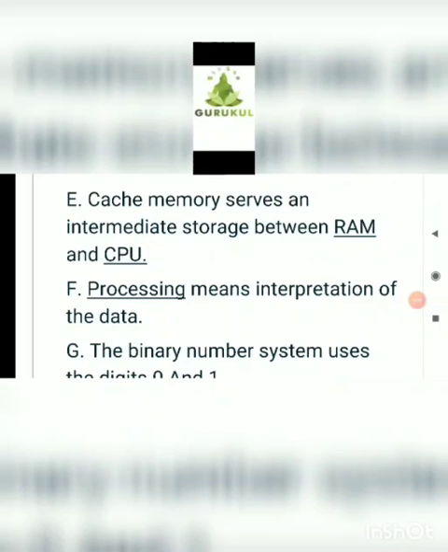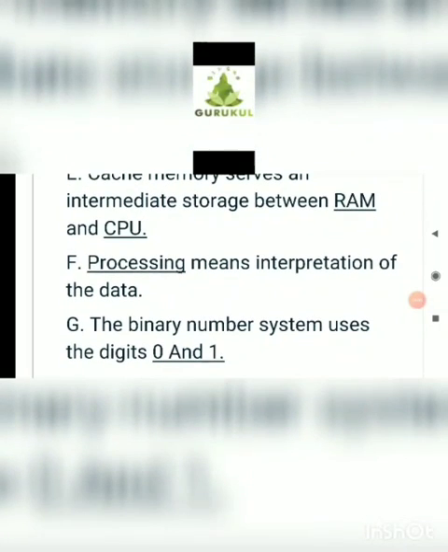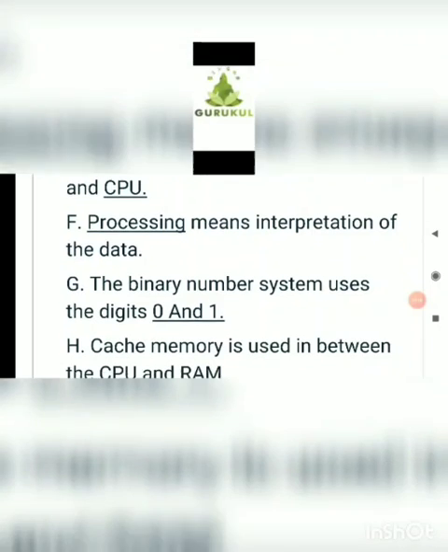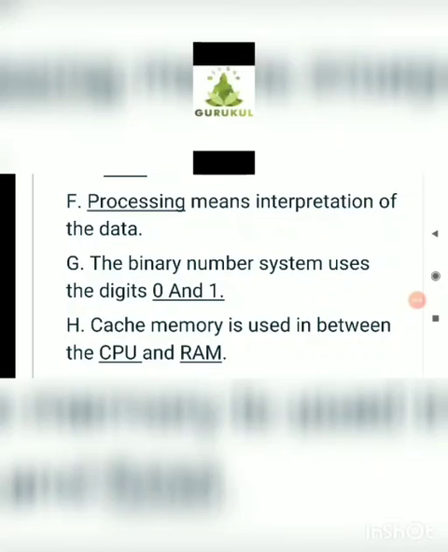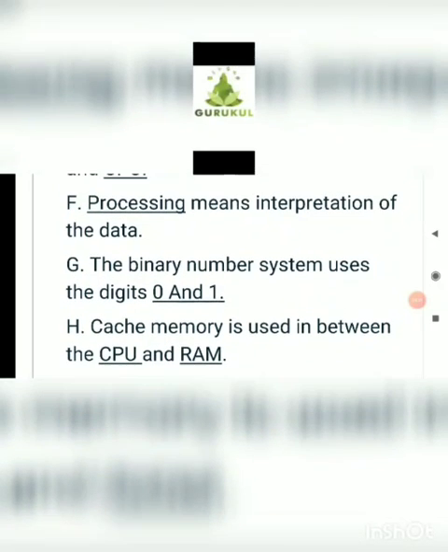Next one, dash means interpretation of the data. Processing means interpretation of the data. Then it comes to the binary number system uses the digits dash and dash. As we have already discussed earlier, whatever data or information we are storing in a computer system is stored in the form of a series of zeros and ones, which is known as the binary number system. The binary number system has only two digits, which are 0 and 1.